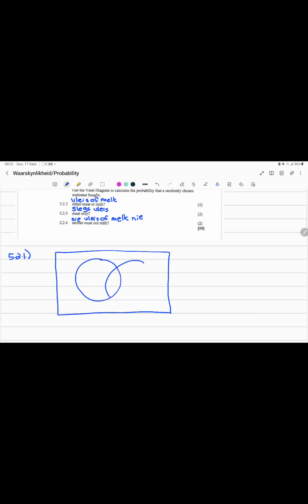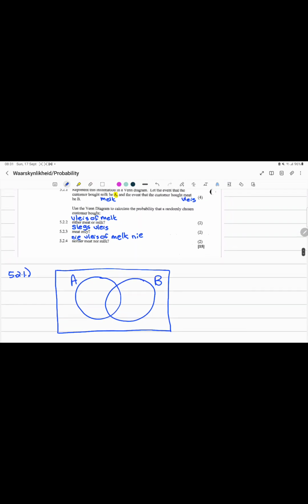Alright, so nou gaan ons die Venn diagram teken, so 5.2.1. Eers wat ons altyd doen, is ons teken ons steekproef, wat ons reghoek is. Okay, dan het ons 'n gebeurtenis A en 'n gebeurtenis B, so ons het twee sirkels, en daar is 'n opsie dat hulle beide gedoen het, so vir daai rede het ons 'n snyding. Alright, nou moet ons net alles gaan invul.